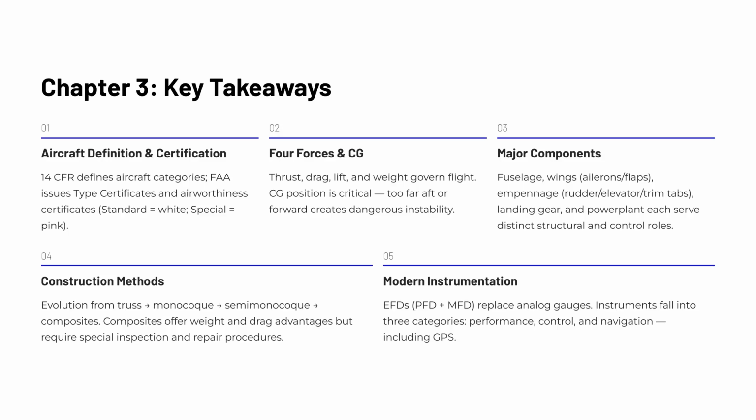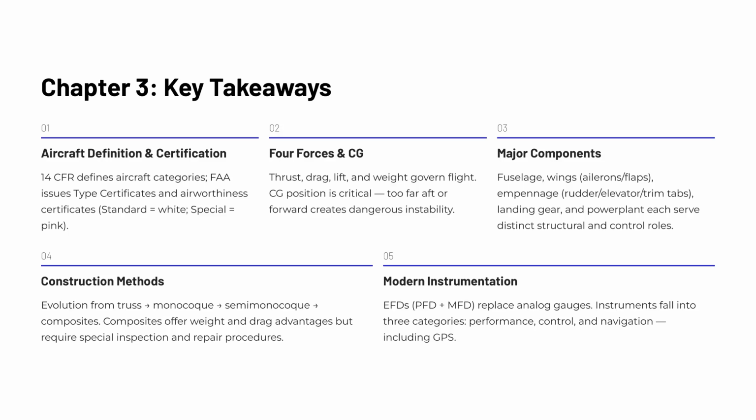As we wrap up Chapter 3, let's take a moment to consolidate the key concepts you've covered. First, you learned how the FAA defines and certifies aircraft. Remember that standard airworthiness certificates are white, and special airworthiness certificates are pink, a detail that frequently appears on knowledge tests. Second, the 4 forces of flight, thrust, drag, lift, and weight, must remain in balance, and center of gravity position plays a critical role in maintaining safe, stable flight.